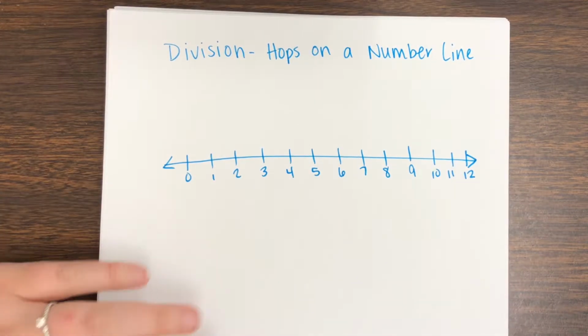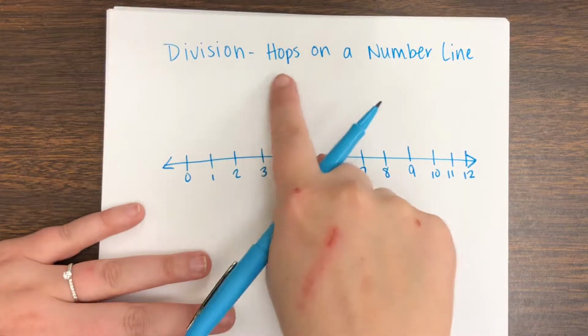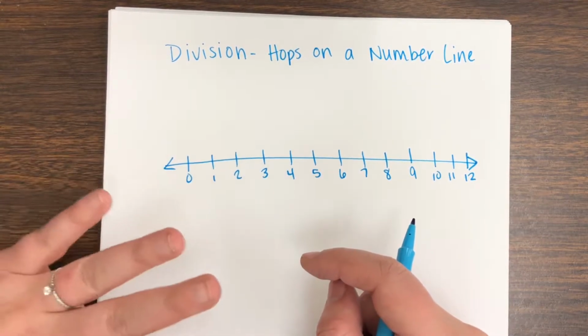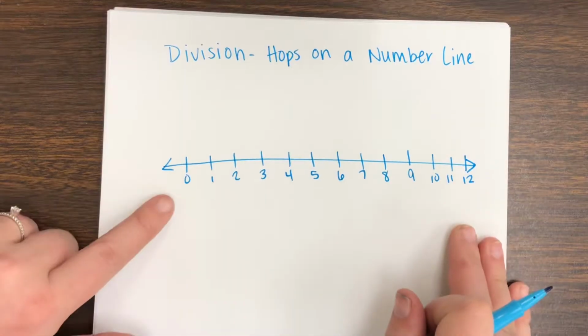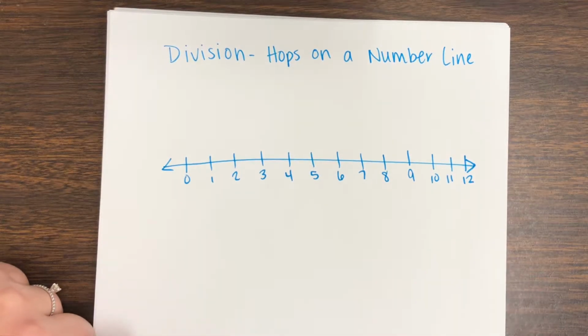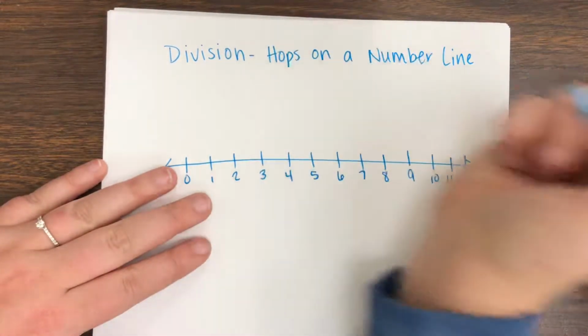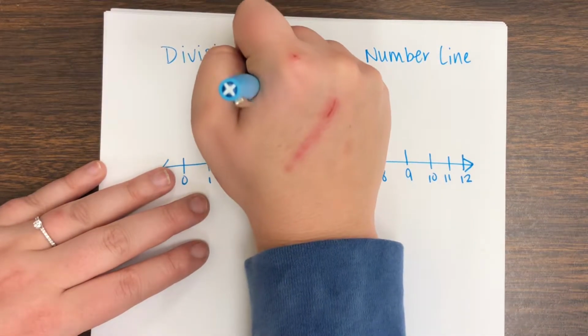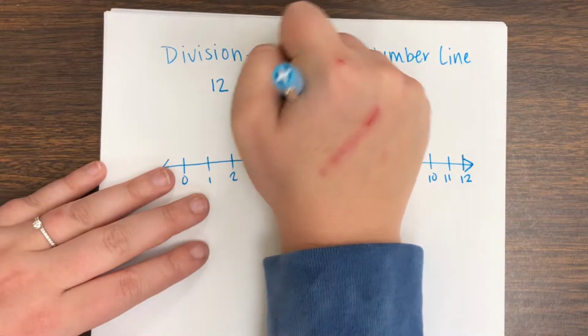Hello everybody, welcome back. Today I'm going to be showing you how to use the hops on a number line strategy to solve division problems. First of all, you're going to need a number line that starts at 0, and you're also going to need a division problem. Our division problem today is going to be 12 divided by 2 equals blank.